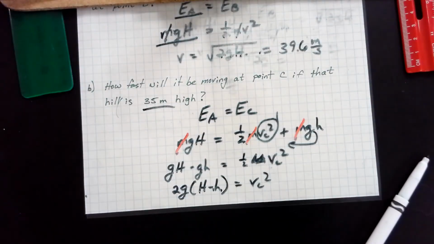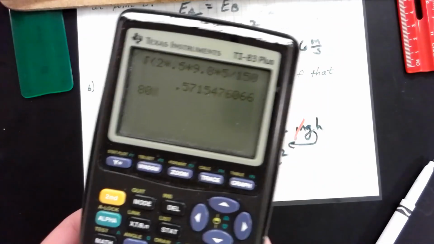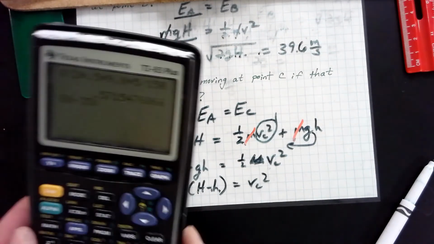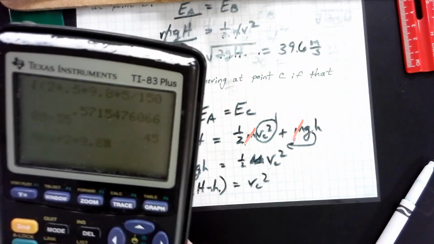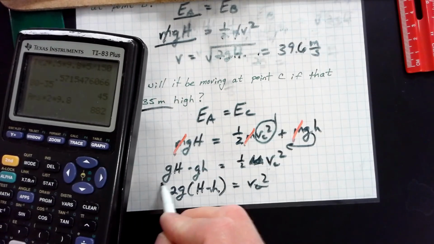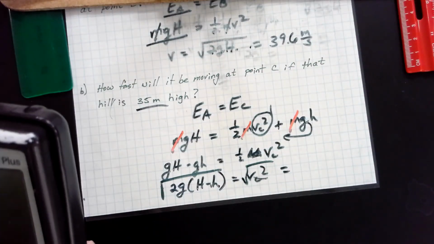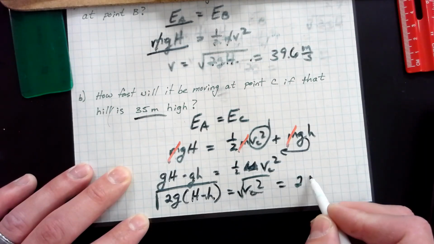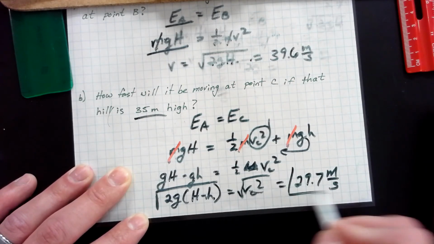Let's plug in those things. We had 80 meters at the top, minus 35. That's big H minus little h, and multiply that number by 2 times g. And I just got to square root both sides. If I do that, let's see if I get the right answer. It should be less than 39.6. I got 29.7. I feel confident in that answer.